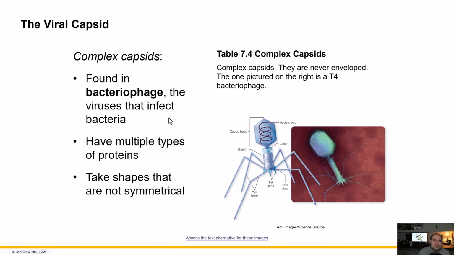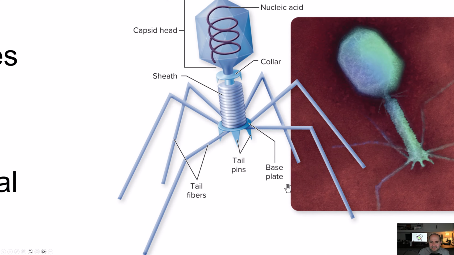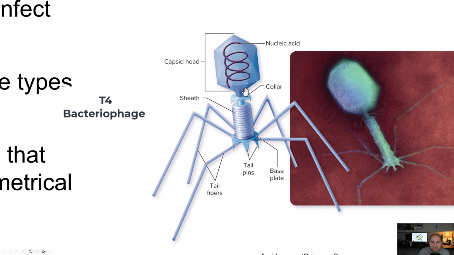Now, this leads me to the last type of viral structure. This is known as the complex capsid. Complex capsids take shapes that are not symmetrical. They're not perfectly symmetrical like the helical capsid or the icosahedron. These complex capsids have more to them. Here's an example. This is the famous T4 bacteriophage.